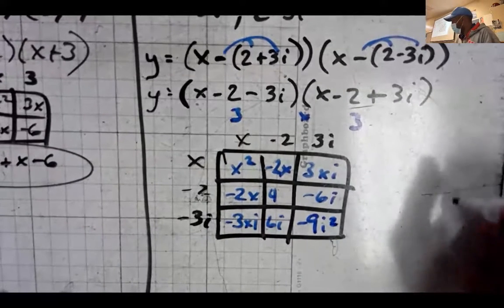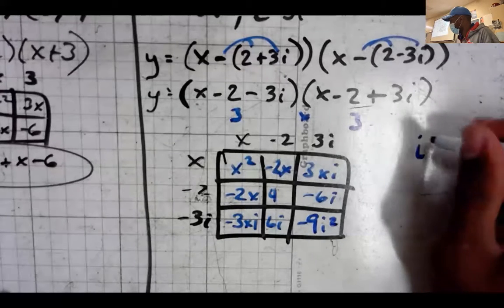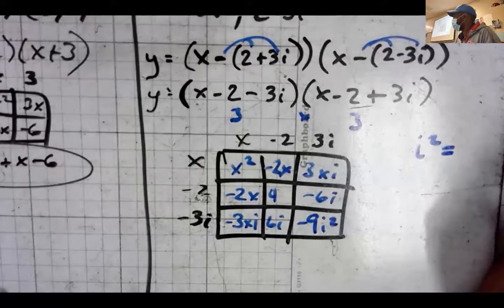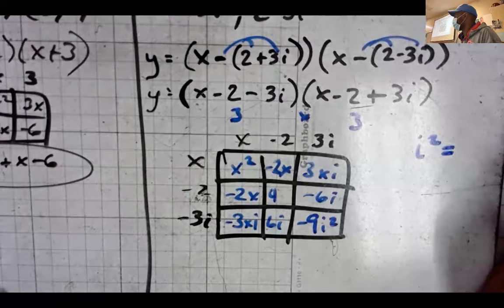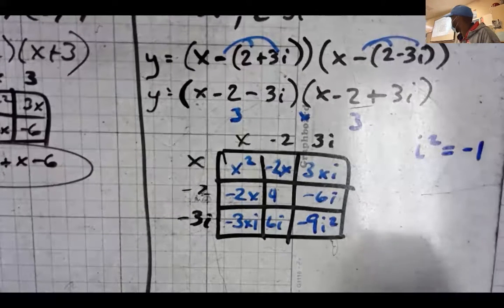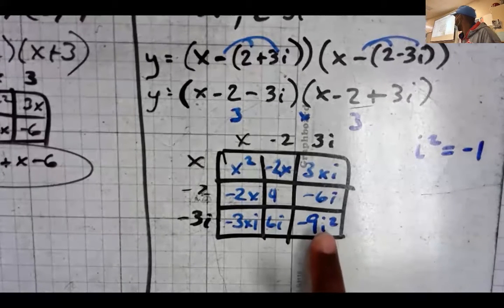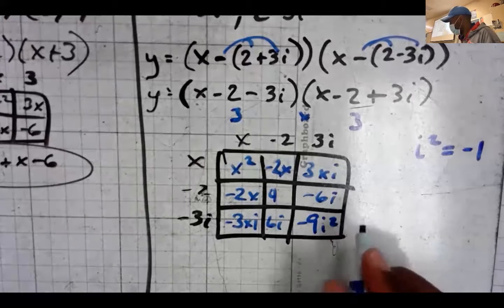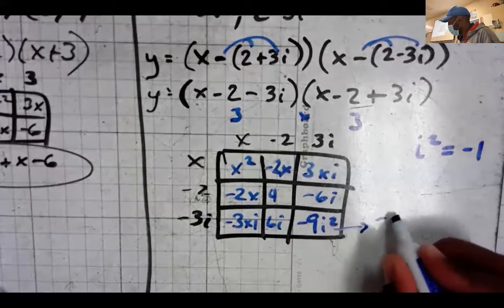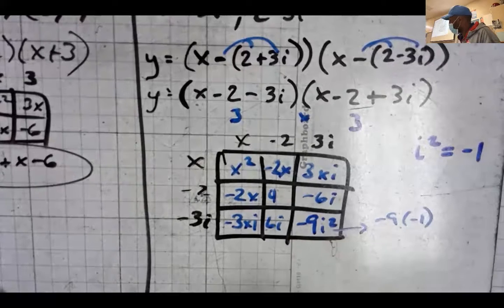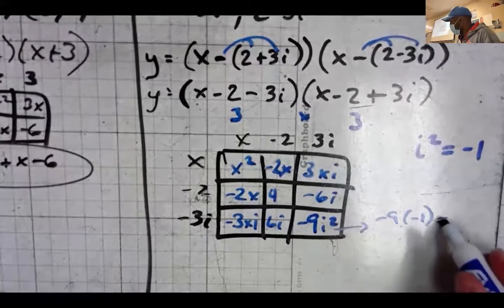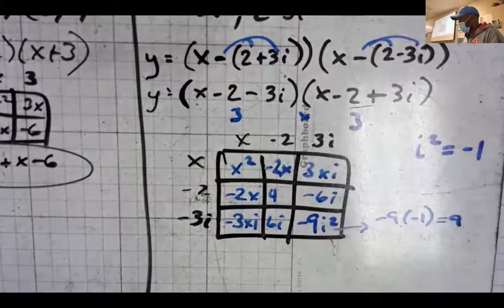Now, off to the side here, I'm going to write a quick note. i squared, do you guys remember what that's equal to? Negative 1, yes. That means that in there, it's going to be negative 9 times negative 1, which will be positive. So I'm going to just pull this to the side. This ends up being that, right? Which is equal to positive 9. Just so I can save myself a step here. All right, now let's add it all up.